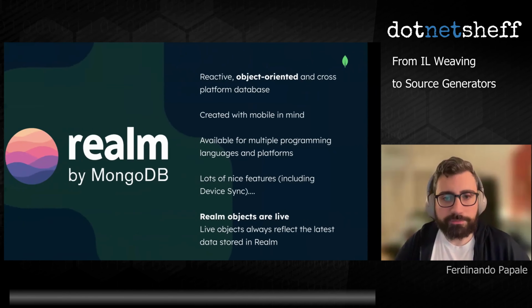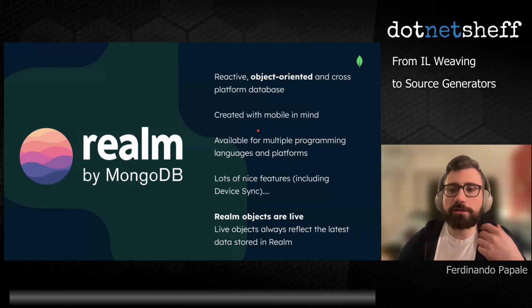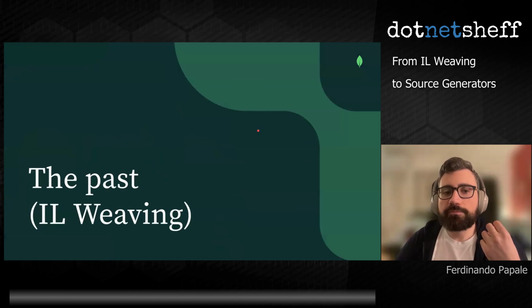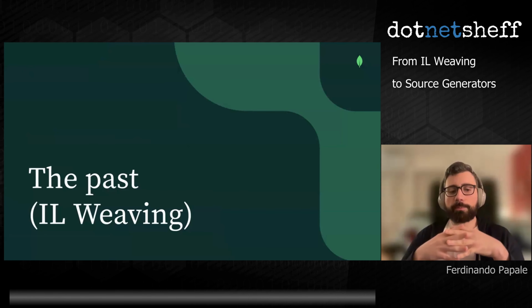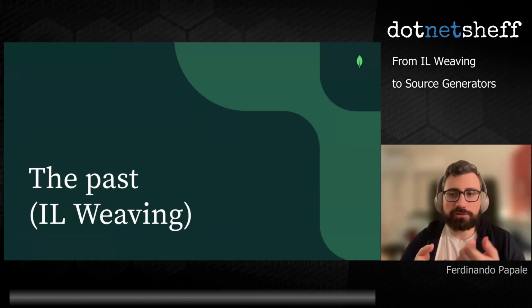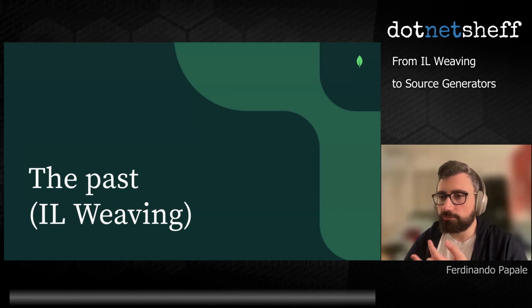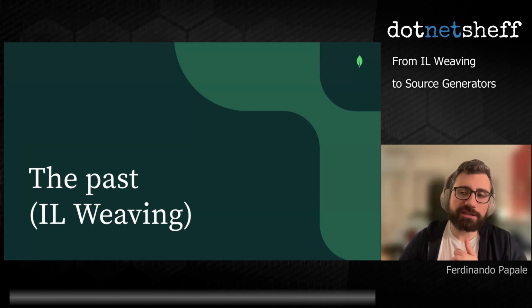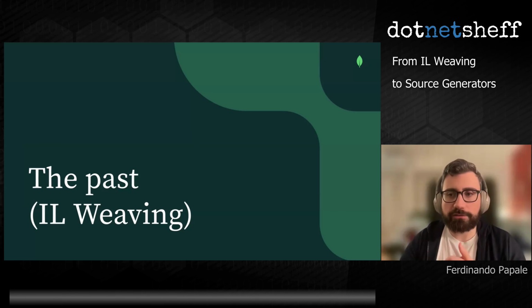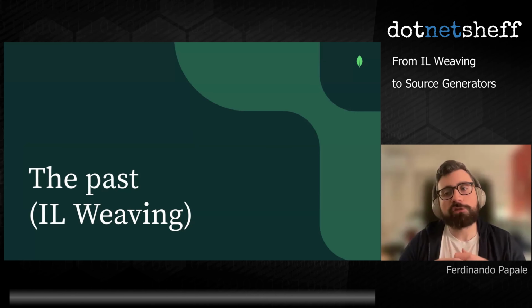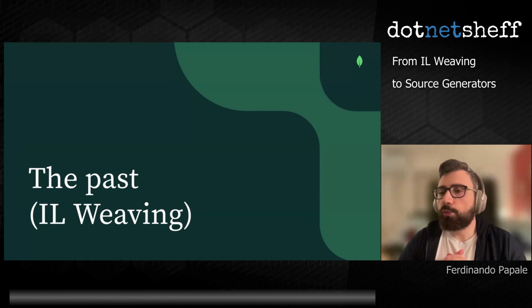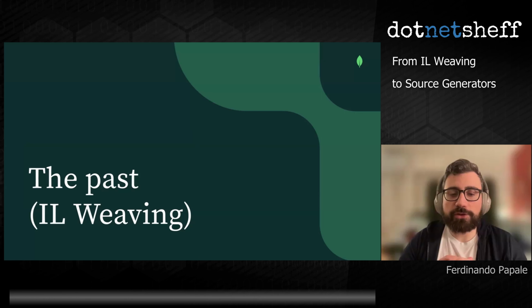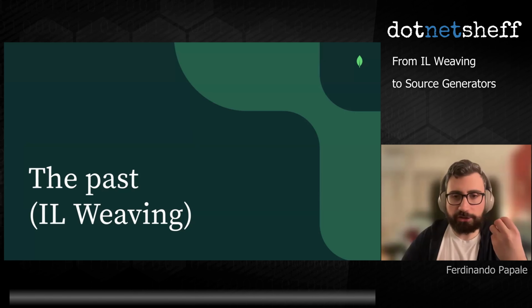And that was it. So now you have an idea about what Realm is, you have an idea about generators, you have an idea about weaving. And we need to take a look at the reason why we started using these code generation techniques in the first place, and why we decided to move from one approach to the other. So when the library was created, we first used IL weaving for the model definition.